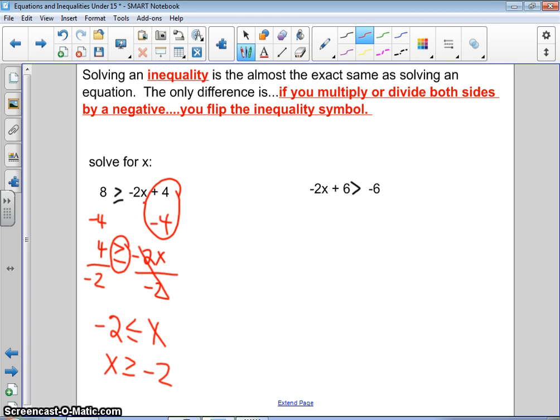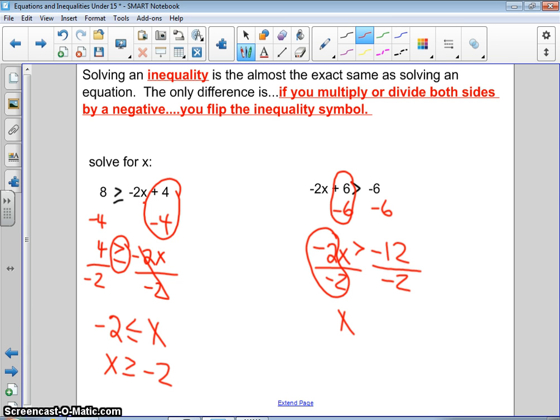The one on the right, I'm trying to get x by itself. The first thing I'm going to do is subtract a 6 from each side. So these will cancel out, so I'll have negative 2x is greater than negative 12. That's what I get when I add negative 6 and negative 6. And then I'm going to divide both sides by negative 2. Negative 2 divided by negative 2 cancels out, leaving me with just an x. Now I divided by a negative, so this greater than has to become less than, and negative 12 divided by negative 2 is positive 6. So there's your answer to that.